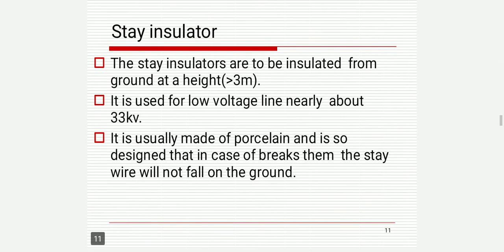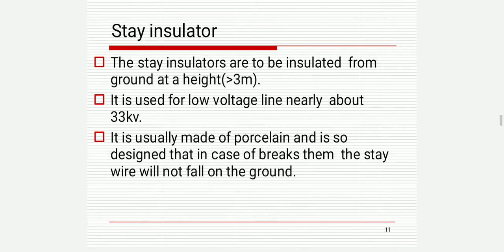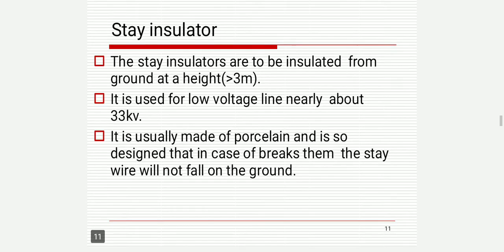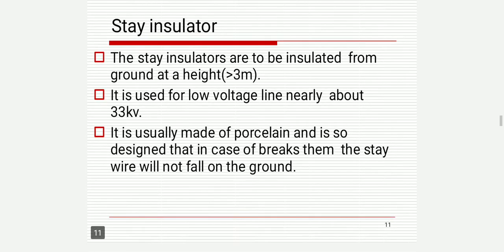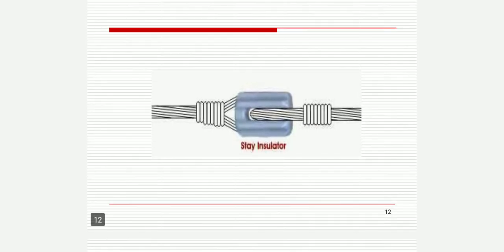Coming to the next type, the stay type insulator. These are insulators which should be placed in such a way that the height of the insulator should be greater than 3 meters from the ground, and it is also made up of porcelain, and it is used for low voltage lines, nearly about 33 kV. This is the structure of a stay type insulator.